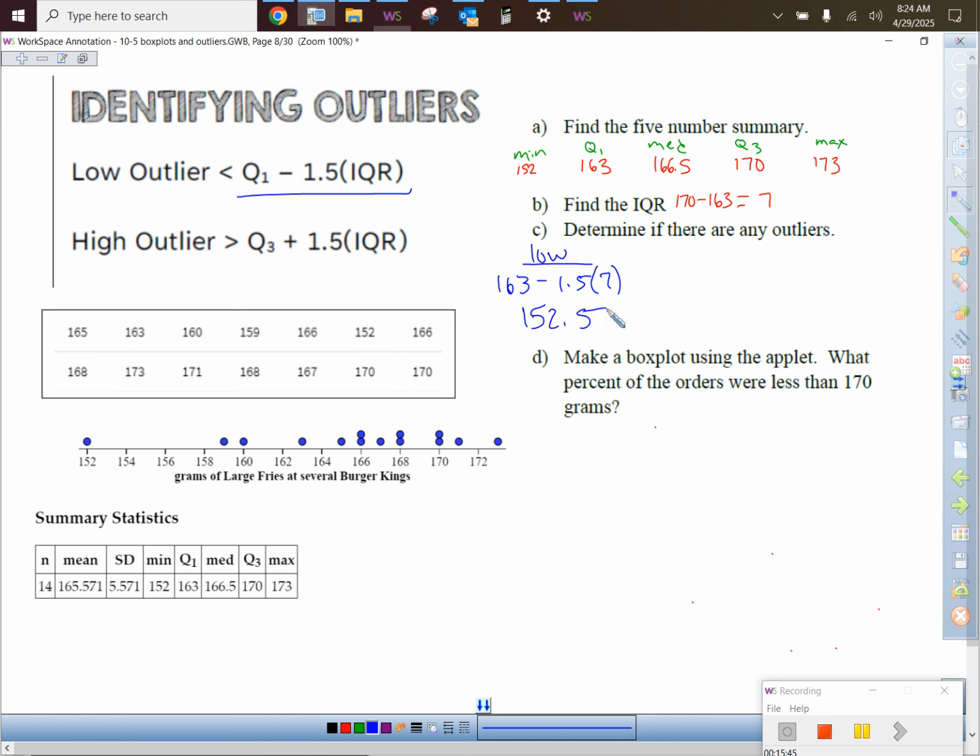But there could be some high outliers. I really doubt it based on looking at this data, but they're going to ask you to find the high fence anyway, right? So we will do it. So high. 173 plus 1.5 times 7. So we'll punch that in. I kind of rearranged that. It's the same thing, 1.5 times 7, 7 times 1.5. So did you get 183.5 for the high fence? Do we have any pieces of data bigger than 183.5?